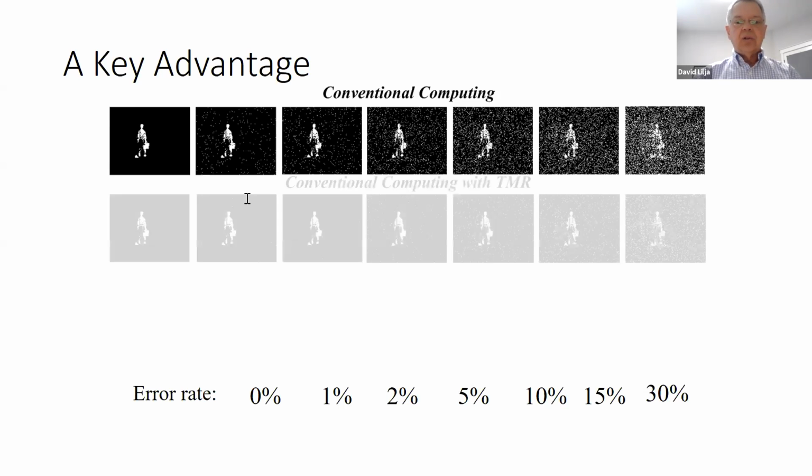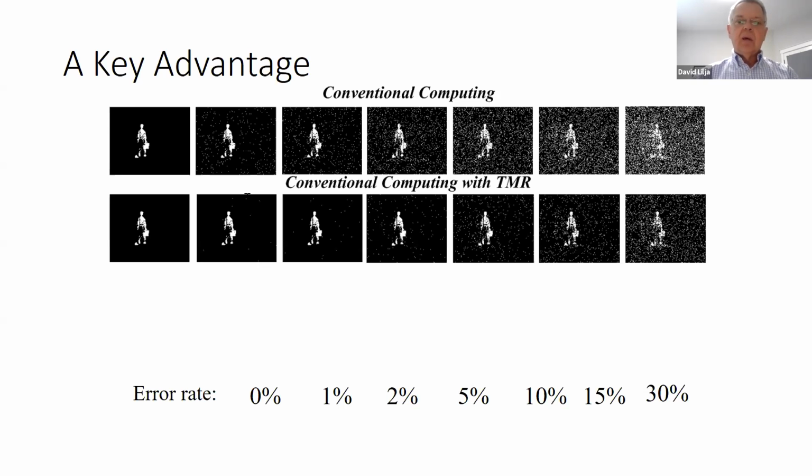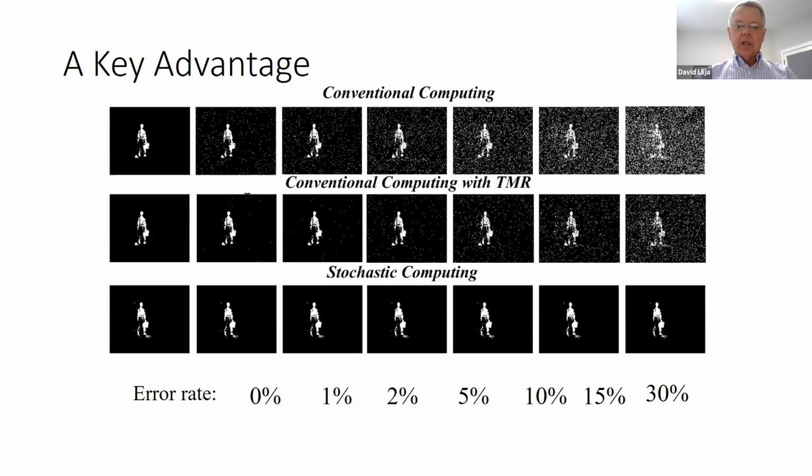Conventionally, I could do something like TMR, triple modular redundancy, and do 3 copies of the circuit, and then I vote and take the 2 that match and call that the output. And I see that I get better image quality for longer, but up here when I get high error rates, I still see bad things happening. I still get a lot of noise in that image, a lot of salt and pepper. The stochastic computing approach, however, on this last line, you can see that I can inject a huge number of errors and the output basically doesn't change. It looks the same with 0% error rate as it does with 30% error rate.